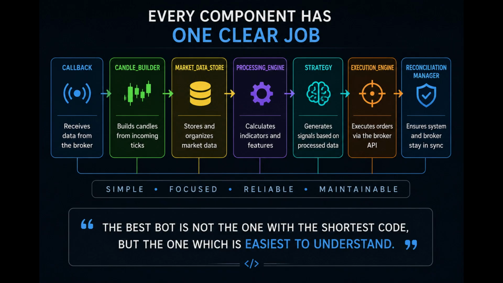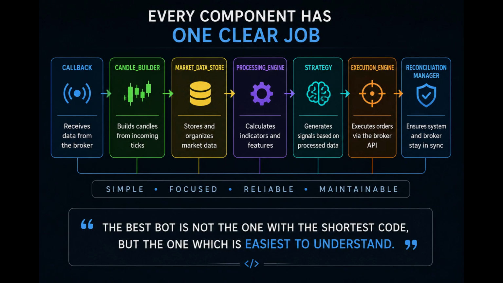Every component has one clear responsibility. The callback receives market data. The candle builder builds candles. The market data store stores candles. And later in the course, other components will retrieve those candles, calculate indicators, generate signals, and execute trades. Each component does one job and one job only.